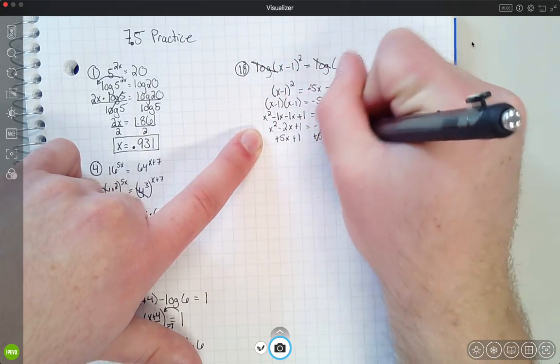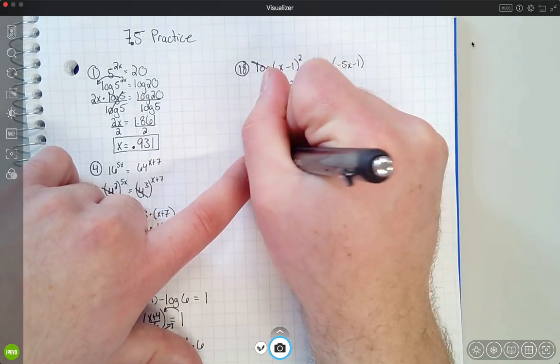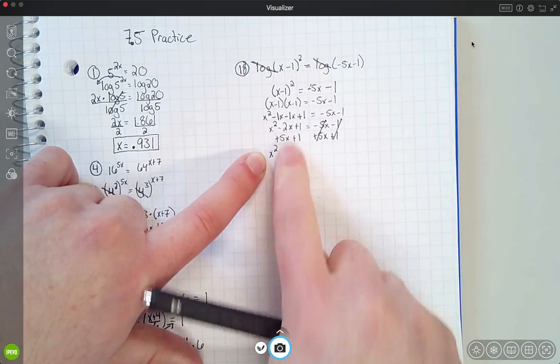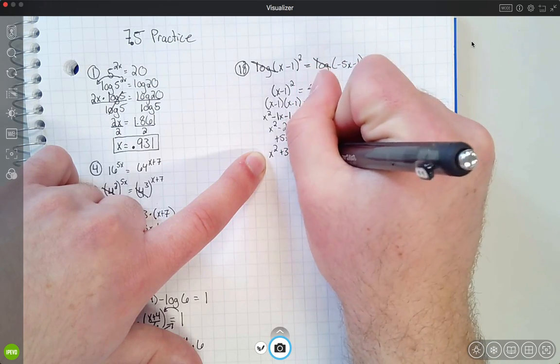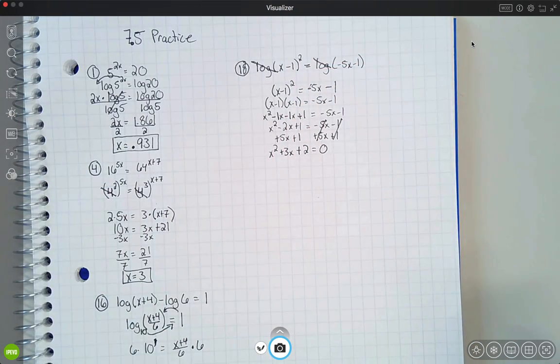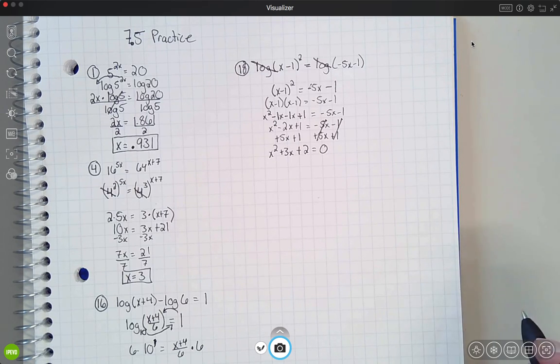Okay, they'll both cancel on the right-hand side, and I'm simply left with the x squared. My negative 2x and my 5x give me a positive 3x, and my 1 and my 1 give me a 2. That's now equal to 0. So I have this quadratic that I need to solve. Now, at a bare minimum, you need to get to an answer here.